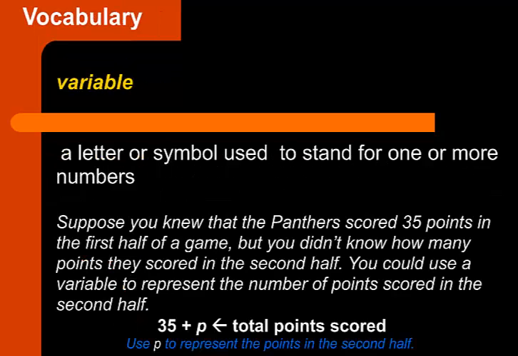The next vocabulary word to put on one of your sheets is a variable. It's a letter or symbol used to stand for one or more numbers. There's an example here. We knew that the Panthers scored 35 points in the first half of the game, but we didn't know how many they scored in the second half. We could use a variable to represent the number of points scored in the second half. So 35 the first half plus P the second half to find the total points scored. P for points.